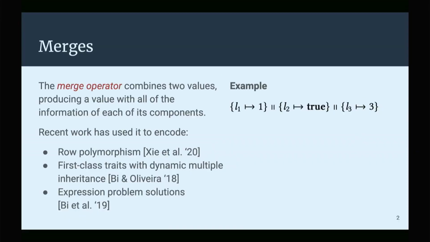And in particular, we're going to talk about a language feature called the merge operator. The merge operator does one job. It takes two values, and it combines them together. It takes all the information from each value, and it produces a new value that has all of the information, all the functionality of the two that you gave to it. So an example here is record concatenation. You can take smaller records and combine them into bigger records. And with this feature, there's been a lot of work on compositional language design. So we've seen things like row polymorphism encoded using the merge operator, first class traits, and as we'll see today, you can encode expression problem solutions using it.